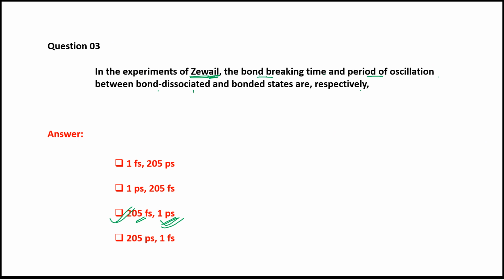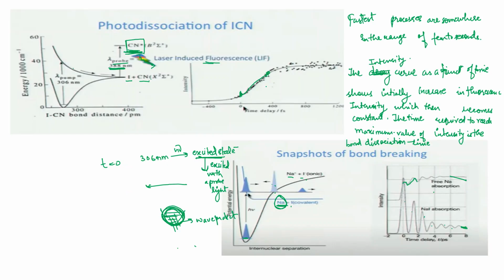did discuss how you can study the bond breaking time, or the dissociation time, using this. One of the two examples they had done was the photodissociation of ICN, where ICN is a simple molecule with I plus CN minus.